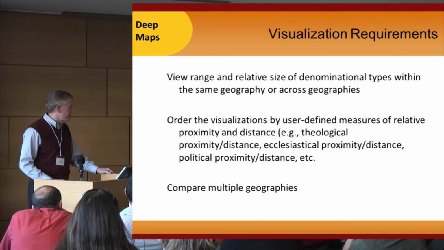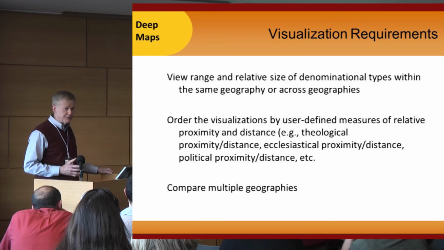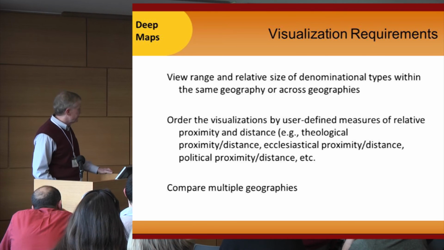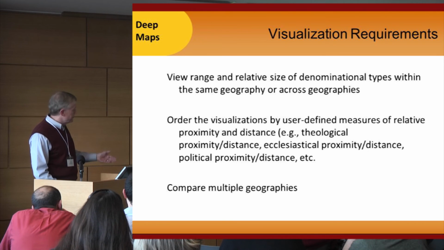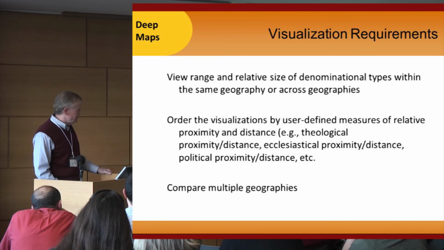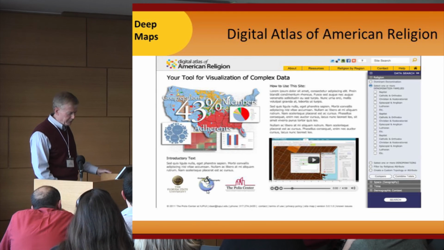But it's the visualization that I want to talk about, because our goals here were to view the range and relative size of denominational types within the same geography or across geographies, and then to allow these visualizations to be ordered by measures of relative proximity and distance, and then allow us to compare multiple geographies.